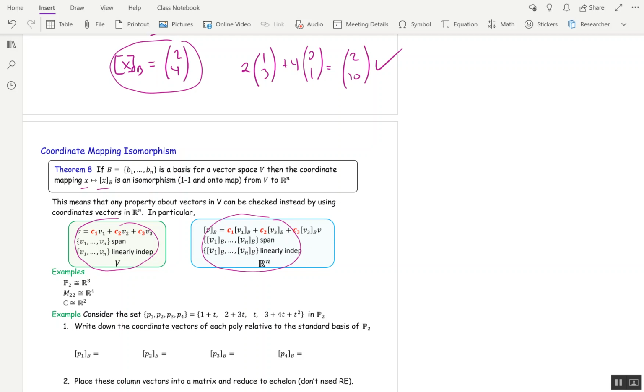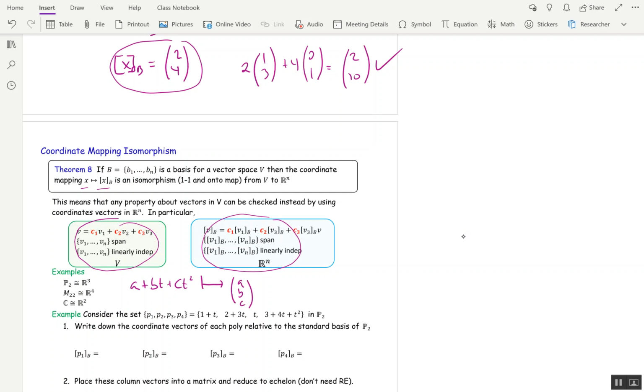So if a set of vectors in V spans the vector space, then their coordinate vectors over in Rn will span Rn. If a set of vectors is linearly independent in V, their coordinate vectors will be linearly independent in Rn. So some examples: P2 is isomorphic to R3. Because we take a polynomial, a plus bt plus ct squared, and we map it to a vector in R3, a, b, c. So any polynomial in P2 is equivalent to a vector in R3.